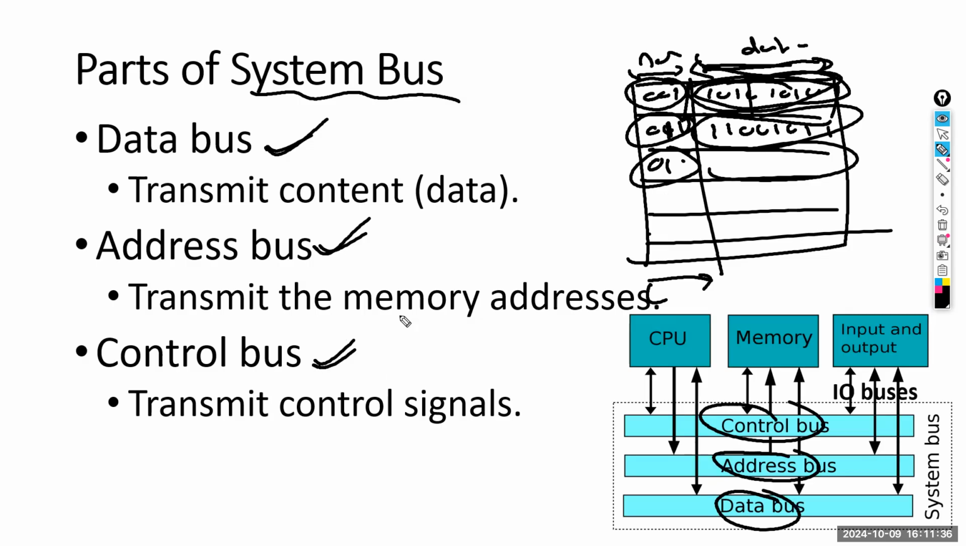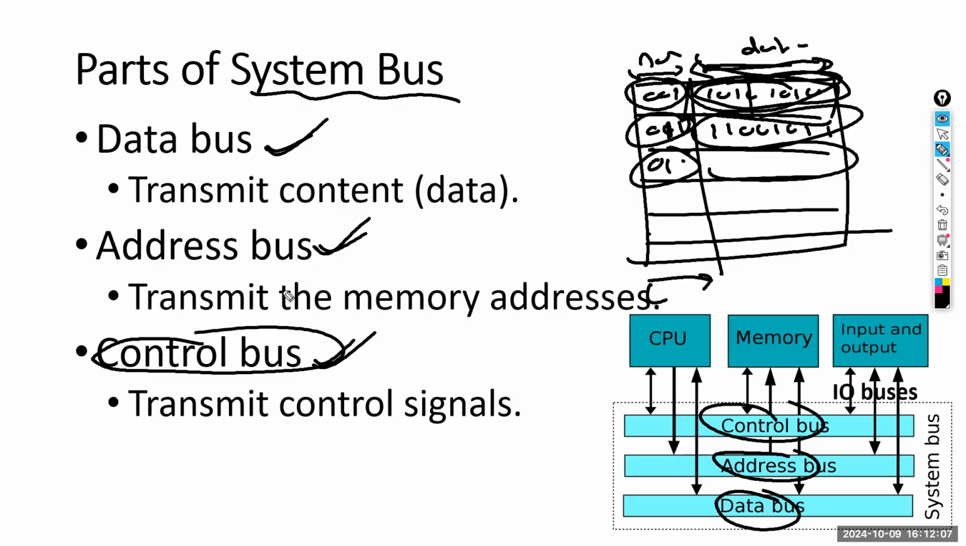And finally, we have the control bus. The control bus is used to send binary control signals. Because we need to remember the processor has the arithmetic and logic unit, and the control unit. The control unit generates certain controls to be sent to different components, and those control signals are sent through the control bus.